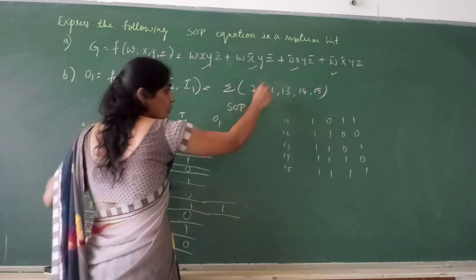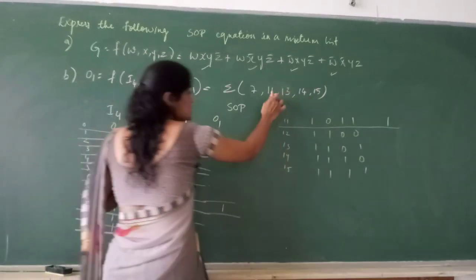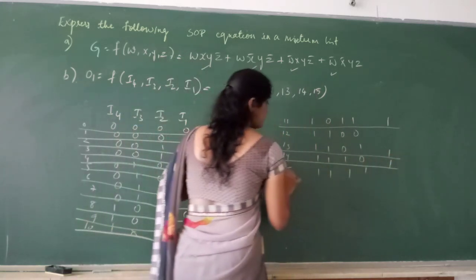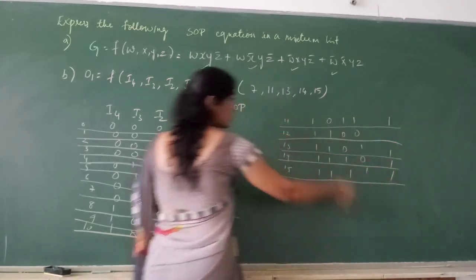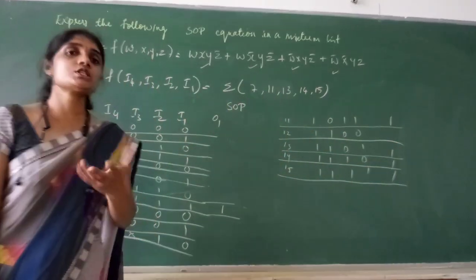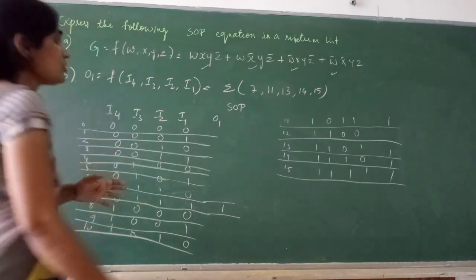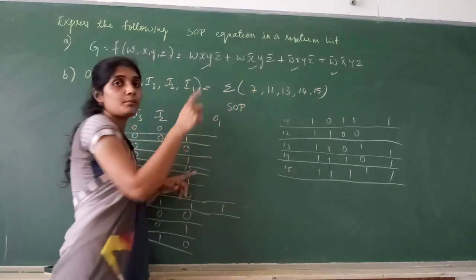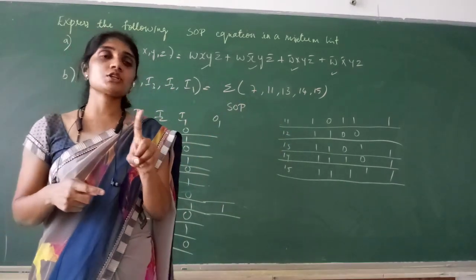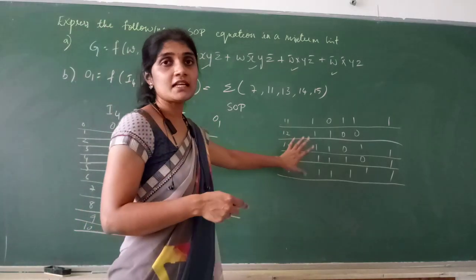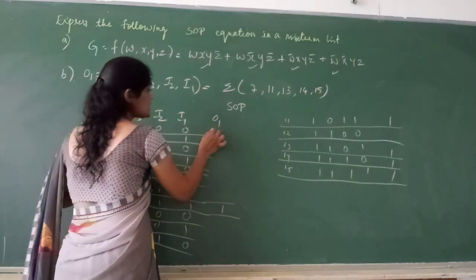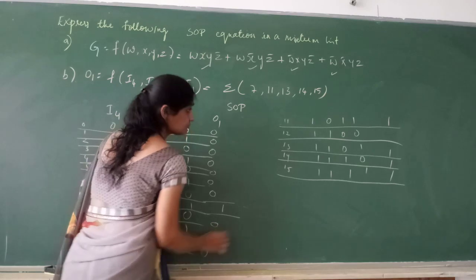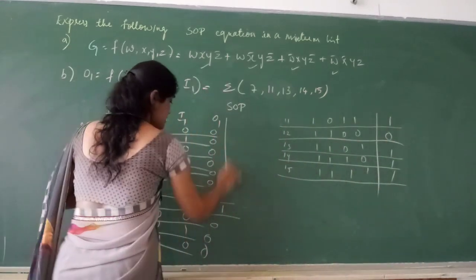Similarly 11 is taking 1, so for 11 output is 1. Similarly 13 is taking 1, for 13 output is 1. For 14 output is 1, for 15 output is 1. What about the remaining combinations? For the remaining combinations output is 0. It is understood that 7, 11, 13, 14, 15 are taking 1 because they are min terms. Min terms tell us when the output variable is logic 1. So if these combinations are taking 1, for the remaining combinations what is the output? 0. So for the remaining combinations output is taking 0.